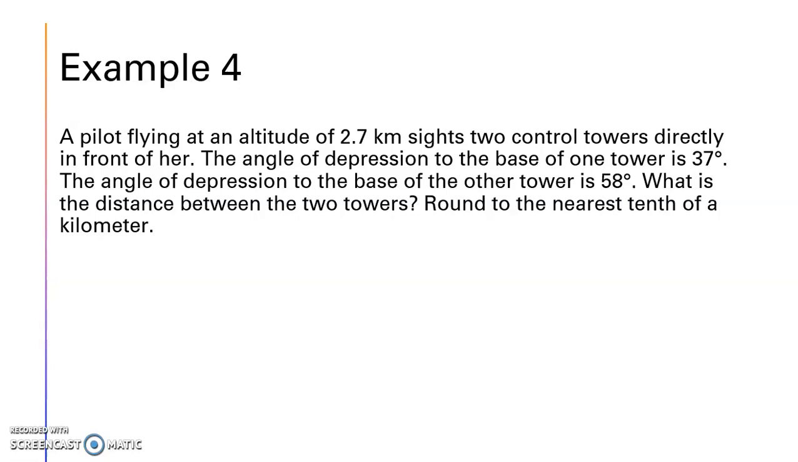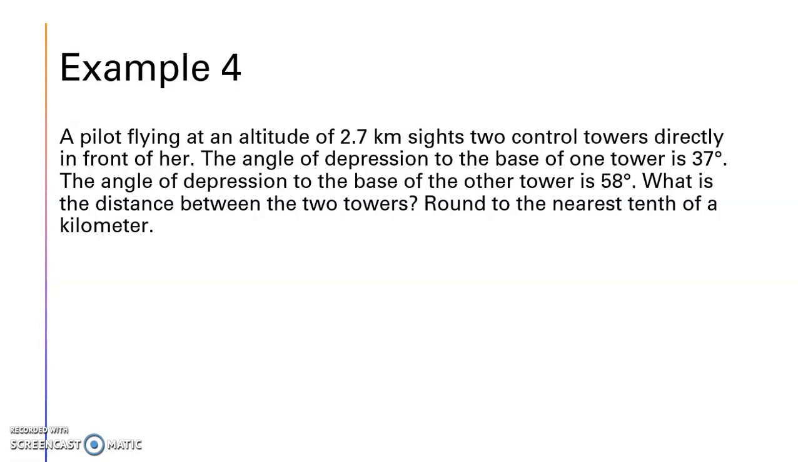It says, a pilot flying at an altitude of 2.7 kilometers sights two control towers directly in front of her. The angle of depression to the base of one tower is 37 degrees, and the angle of depression to the base of the other tower is 58 degrees. What is the distance between the two towers? Round to the nearest tenth of a kilometer.